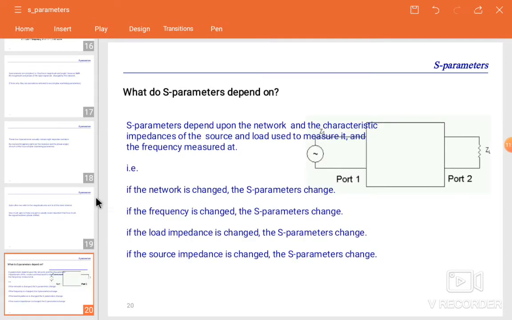So what do the S parameters depend on? They depend on the network, the characteristic impedance of the source and the load used to measure it, and the frequency it is measured at. If the network is changed, the S parameter also changes. If the frequency is changed, the S parameter also changes. If the load impedance or the source impedance is changed, the S parameter also changes. These are the parameters on which the S parameter depends. If any one of these is changed, the S parameter will change.